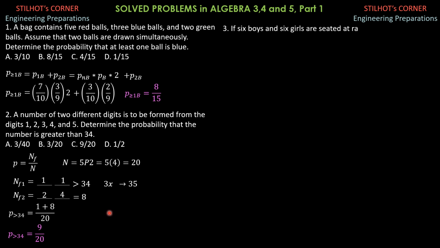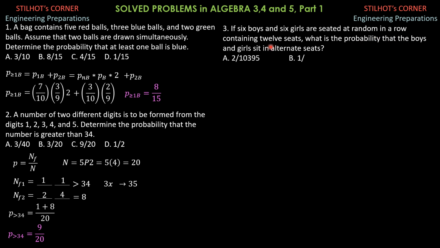Let's proceed to the next problem. If 6 boys and 6 girls are seated at random in a row containing 12 seats, what is the probability that the boys and girls sit in alternate seats? So let's have the figure or the solution.